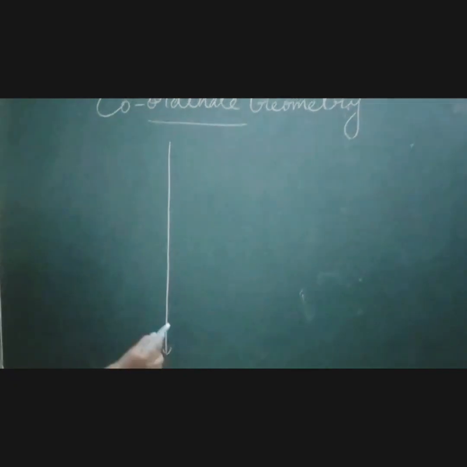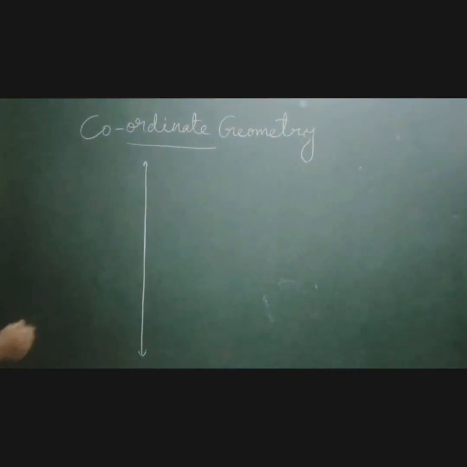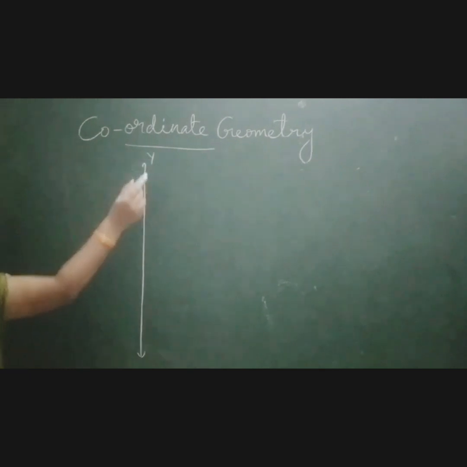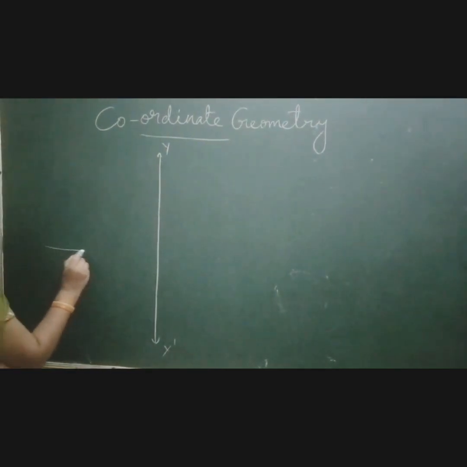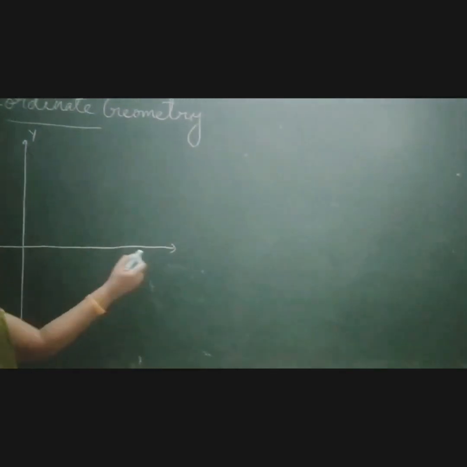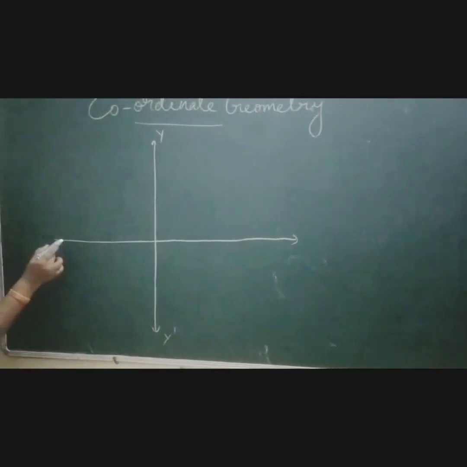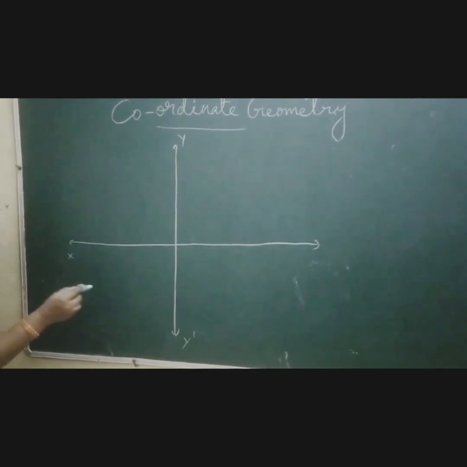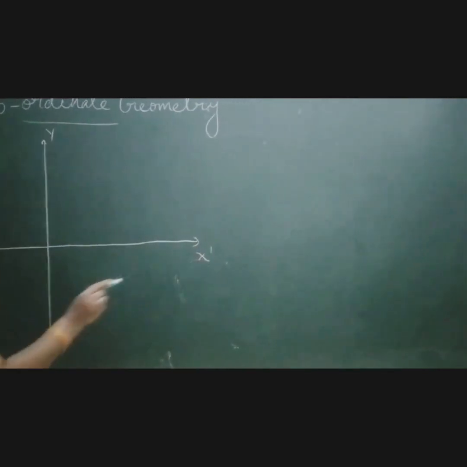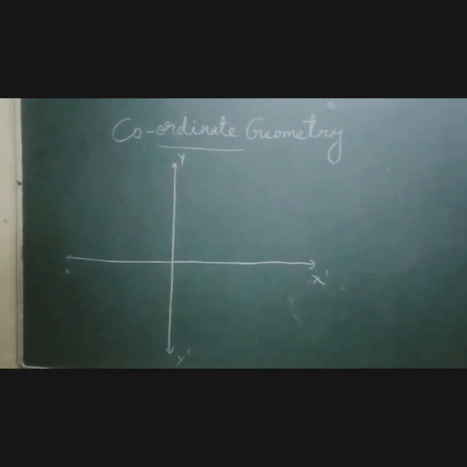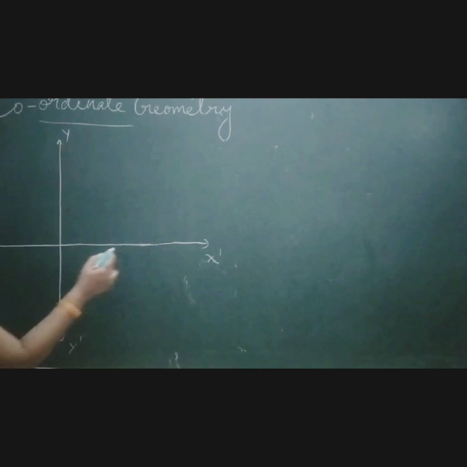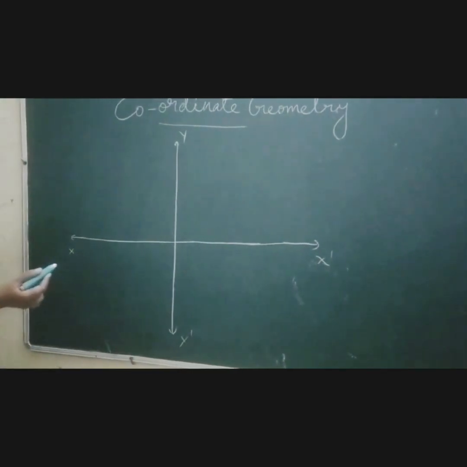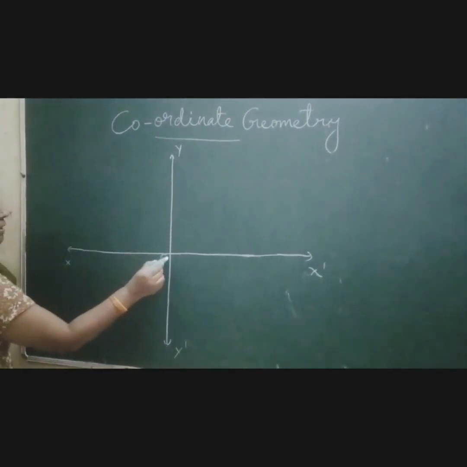We all know that the vertical line is the y-axis. This can be named as y dash. The horizontal line, let it be x dash. The point of intersection of x-axis and y-axis is the origin. Let it be O.